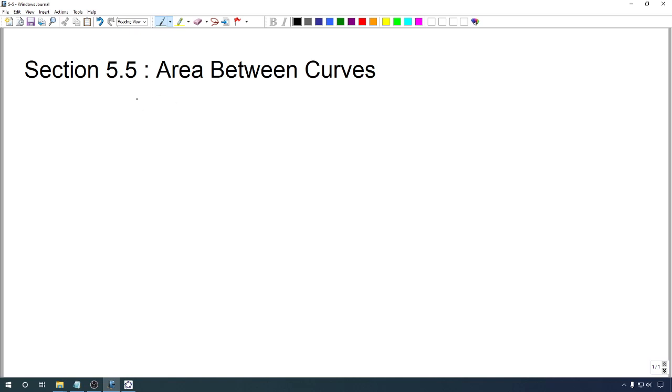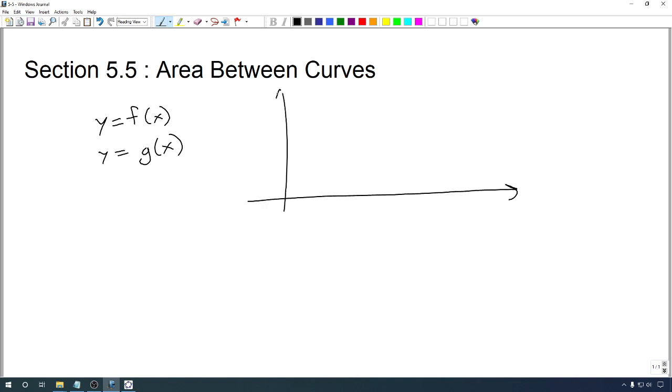Specifically, what would happen if we have two curves? Some y equals f of x and y equals g of x. Let's draw a picture of what's going on here. We have one curve up here. This is f of x. And another curve here. This is g of x.